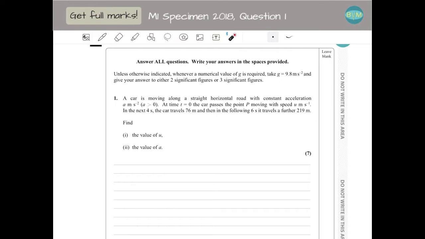You have a car that is moving along a straight horizontal road, constant acceleration, and at time t equals 0 the car passes a point with speed u, and in the next 4 seconds the car travels this distance, and in the following 6 seconds another distance.